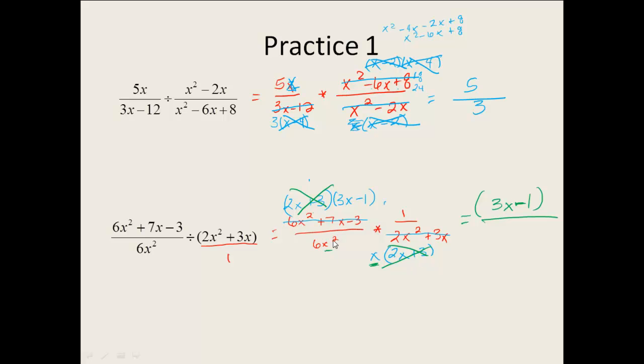And since it's just being multiplied by 1, I don't have to write that. And then on the bottom, I have 6x squared times x. Well, now I want to combine those because I can simplify that. So I would end up with (3x minus 1) divided by 6x cubed. Remember, you cannot reduce that 3 and that 6 because this 3 is actually part of a family because of that minus sign there.